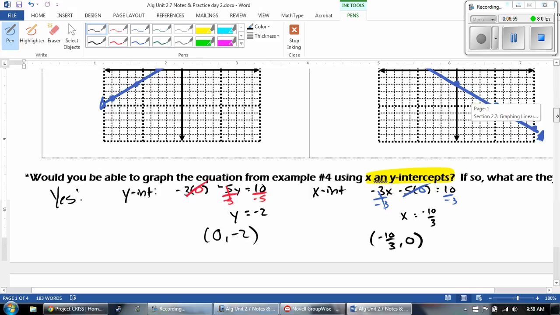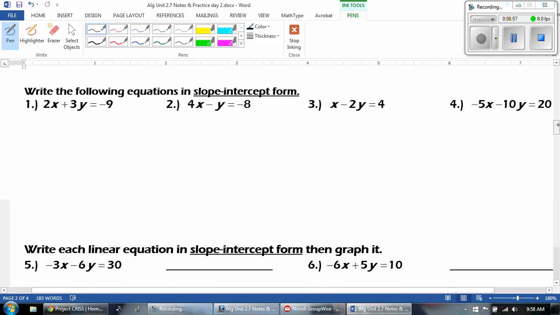Now, write the following equations in slope-intercept form. So we are solving for y, because y equals mx plus b. That's what we want. So I'm going to subtract the 2x from both sides. We get 3y equals negative 2x minus 9, and divide by 3.